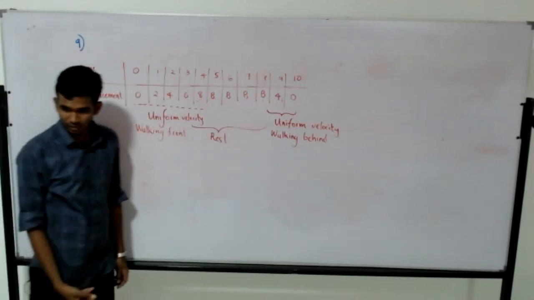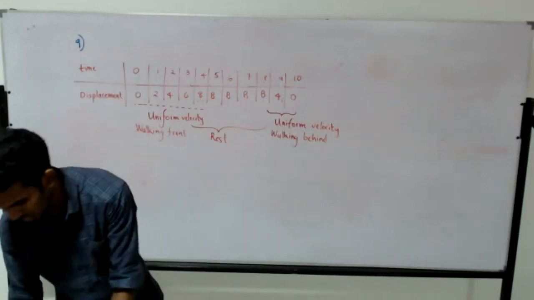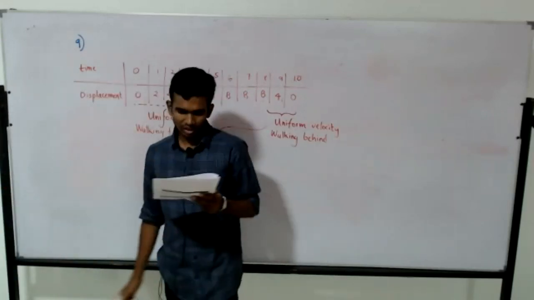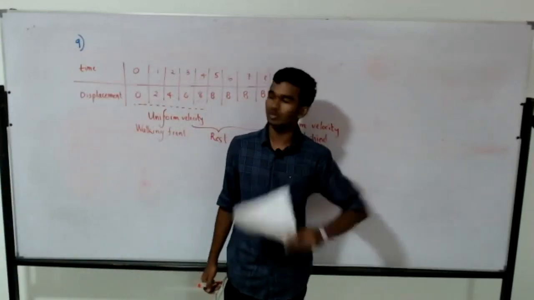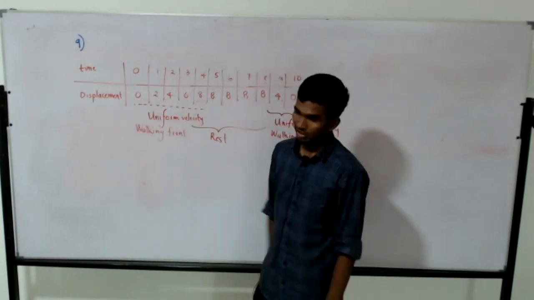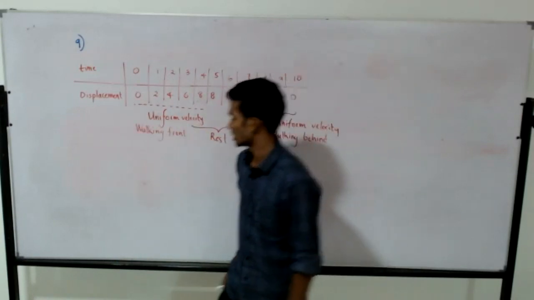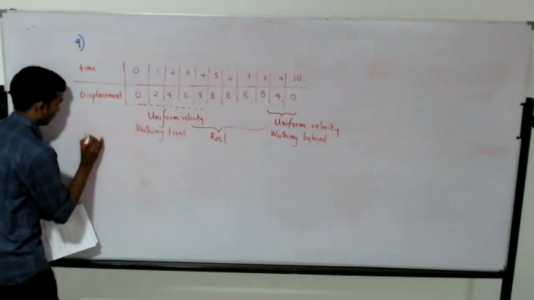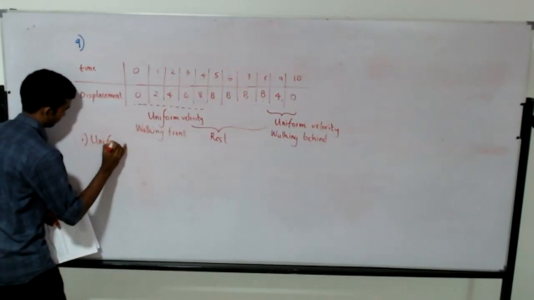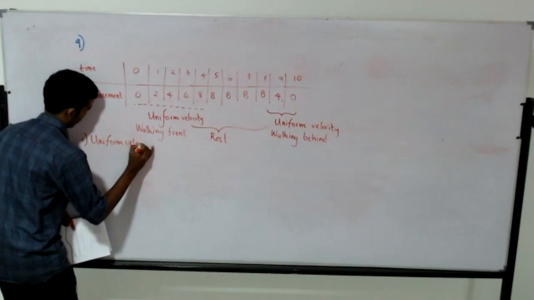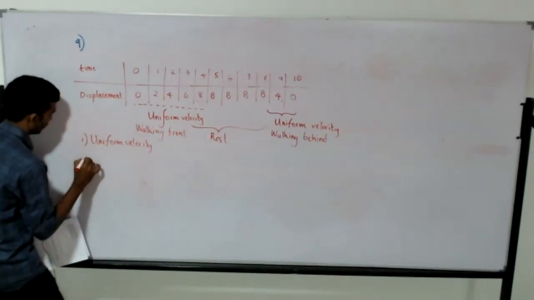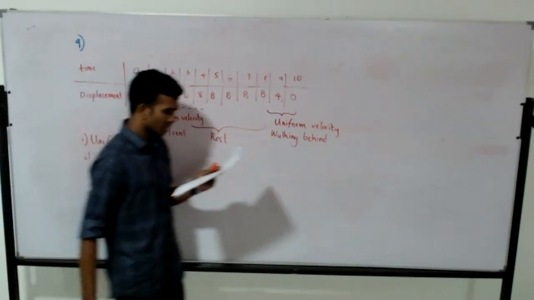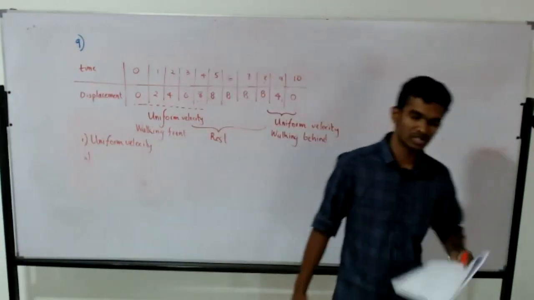Now have you all analyzed very well? Once you analyze, you can do the question very fast. What kind of motion has the child undergone during first 4 seconds? Uniform velocity. Roman number 1, uniform velocity. Roman number 2, what is the rate of change of displacement during first 4 seconds?